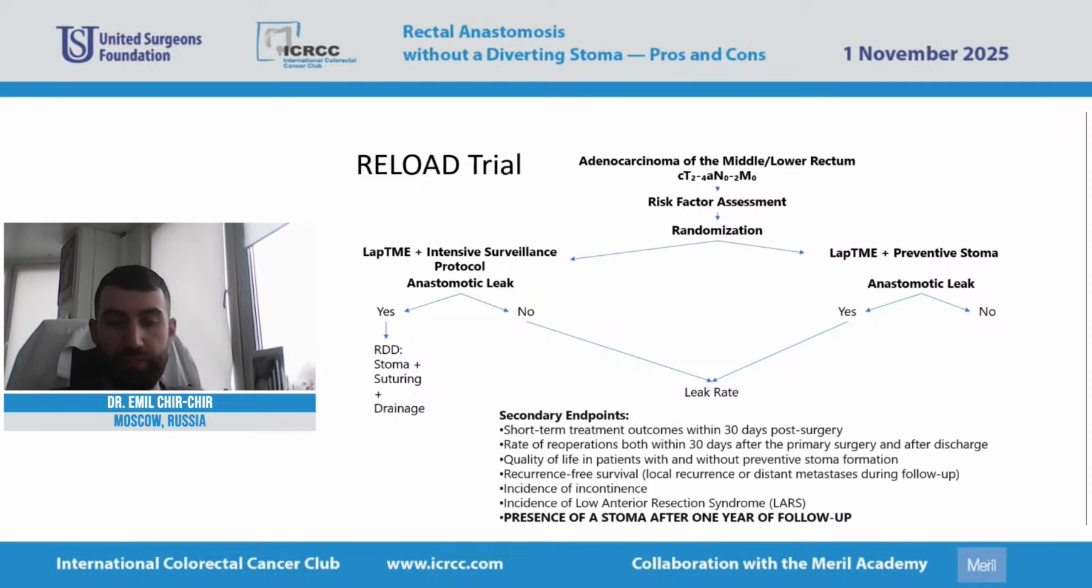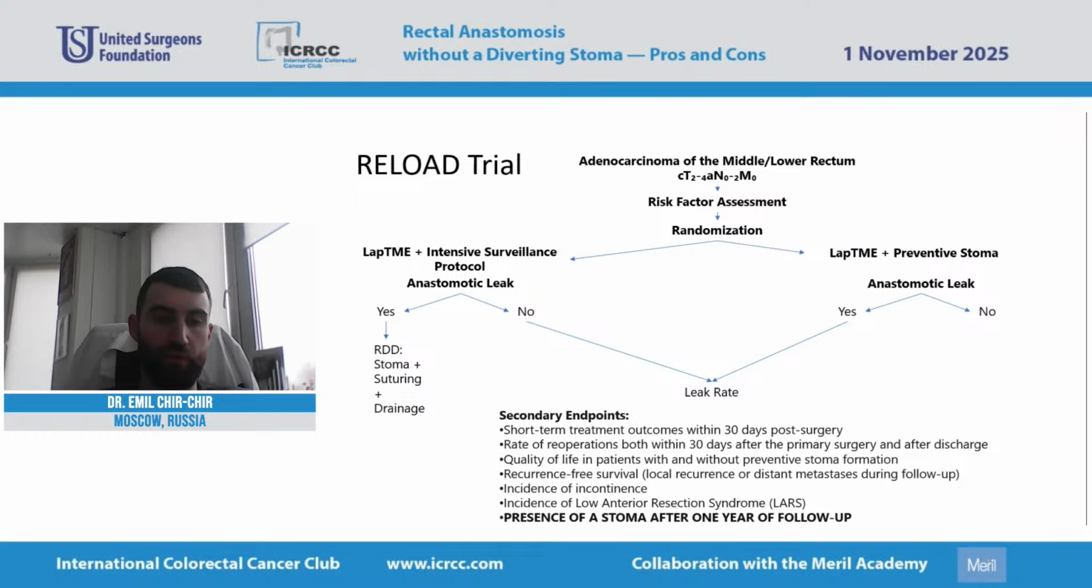And we want to assess at the end of the study some secondary endpoints like short-term treatment outcomes within 30 days post surgery, rate of reoperation both within 30 days after the primary surgery and after discharge.